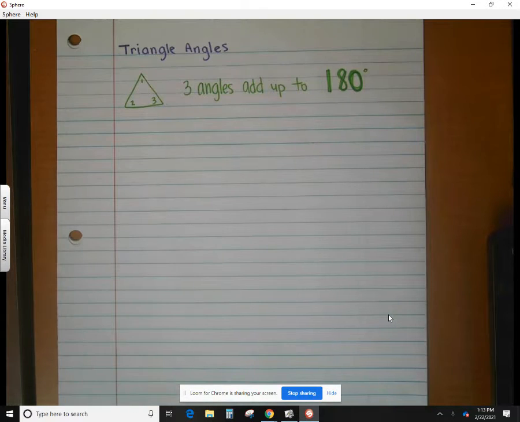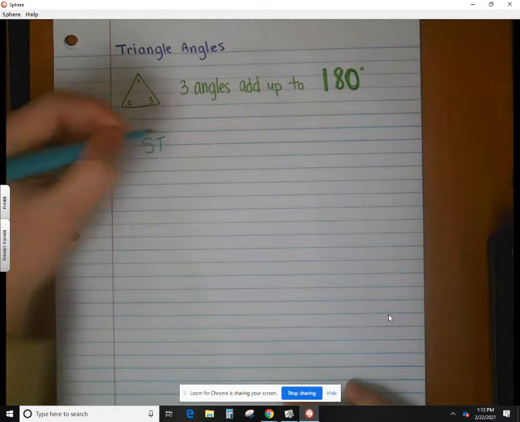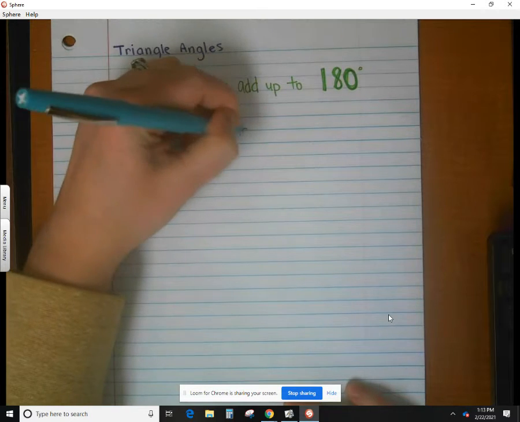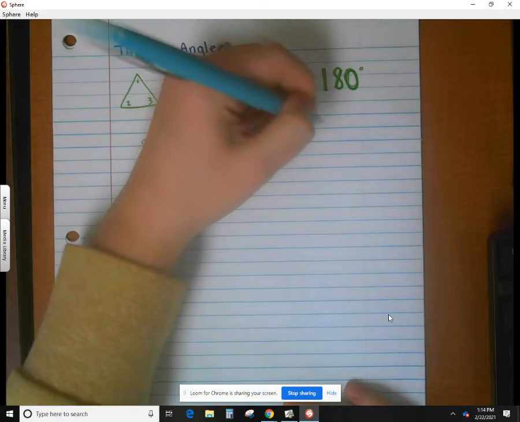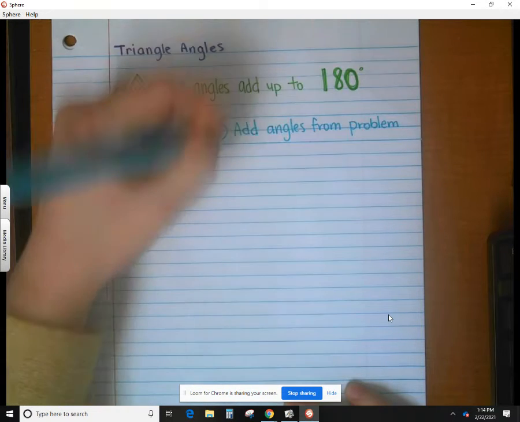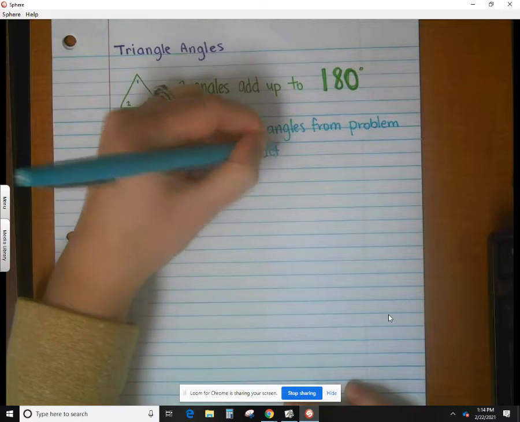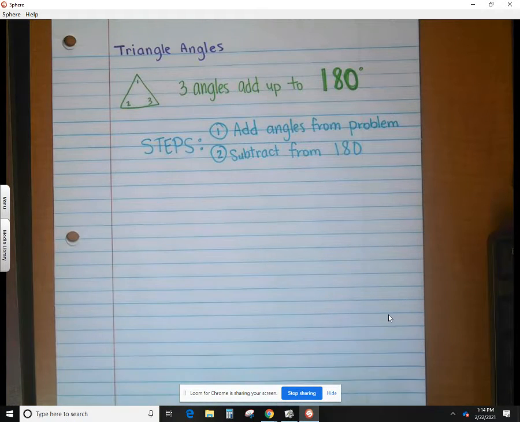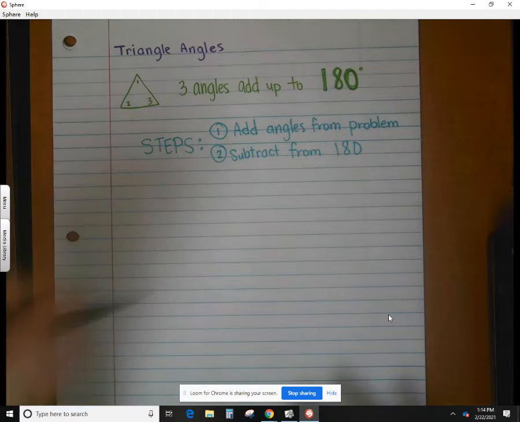So whenever you are doing a problem and they give you two angles and they ask for the third missing angle, there are two steps. Step one is that you add the angles from the problem, the ones that they give you. And then step two, whatever you get, you subtract from 180. So those are the steps. And we're going to look at an example.